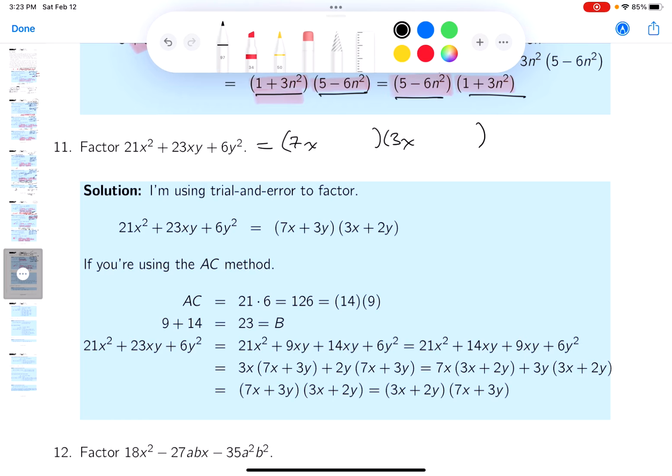Here's the deal though. If you're going to say that, do not put the 3y here, because what you're saying is 3 is a common factor here. It would have been over here, and it's not. All right? So I got to put 2y here. Whoops, sorry about that. I have to put 2y here and 3y over here.